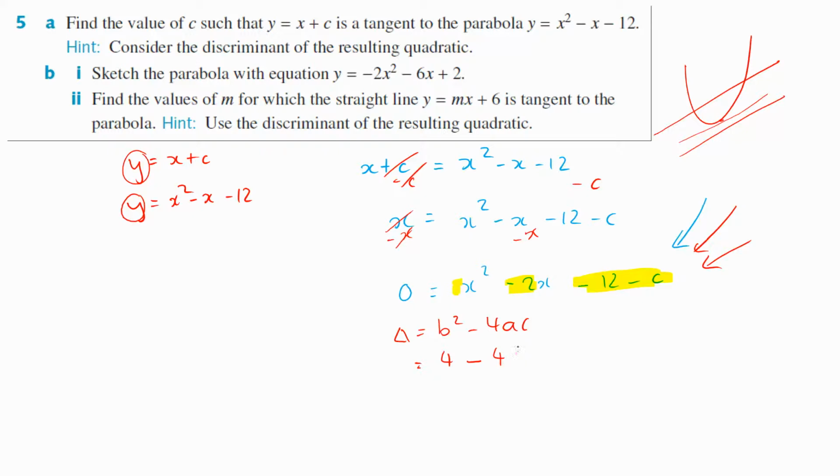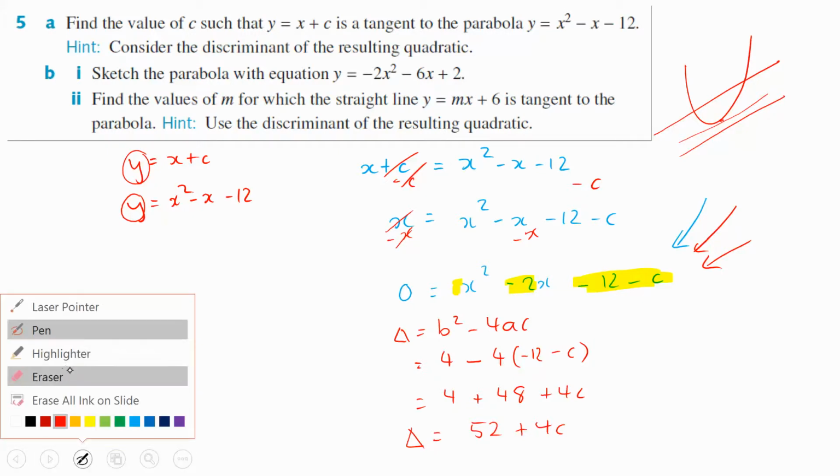And times c, which is negative 12 minus c, that's my c. So if you expand this now, that becomes 4 plus 48 plus 4c. So you get 52 plus 4c. That's your discriminant. And this is going back to exercise 3i again. 3i says, depending on what your c values are, this is going to affect your discriminant, affect the number of solutions you're going to have.